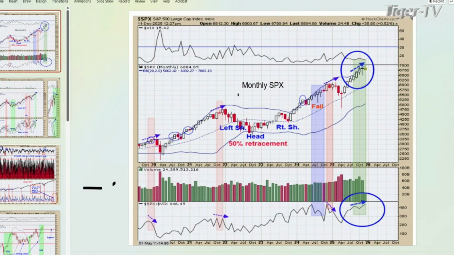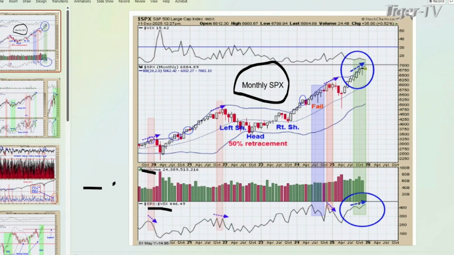All right, this is the monthly SPX. It goes back to, looks like, about 2020. I've covered this chart before. It's just a repeat to show what, in my opinion, the future holds here. The bottom window is the SPX VIX ratio. As long as those ratios are making higher highs, along with the S&Ps making higher highs, that's a bullish divergence, and that's on a monthly time frame.